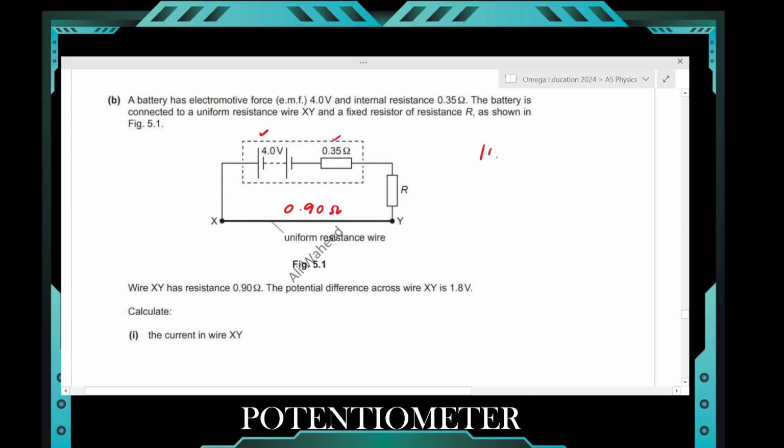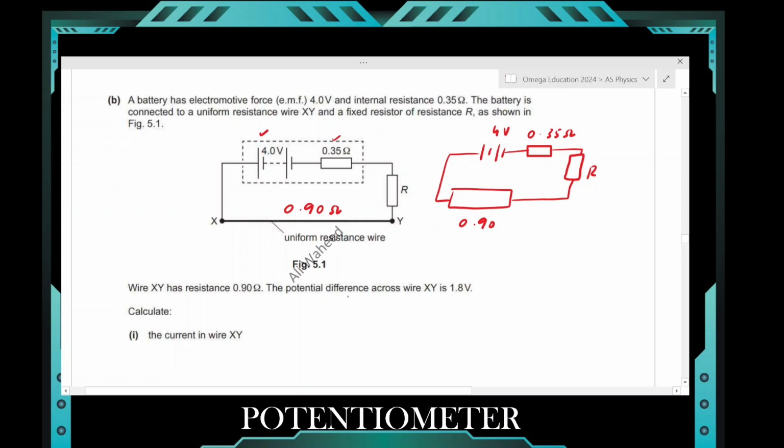So this is your battery with 4 volts, and treat the wire just like a resistor. What is the resistance of the wire? It is 0.90 ohms. Then you have another resistor which has resistance R, we don't know how much that is. And then you have the third one, which is the internal resistance of the battery, which is 0.35 ohms. You need to find the current in the wire.